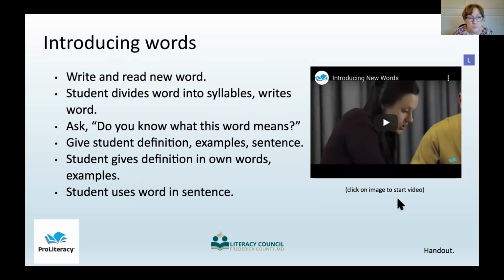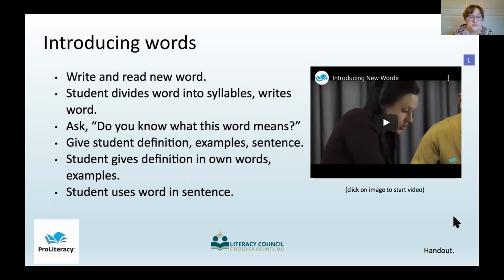The ability to spell words correctly is heavily influenced by a person's written vocabulary. Dividing words into syllables helps a lot with spelling and pronunciation. Next, ask the student if they have some understanding of the word before giving them the definition. If they have some prior knowledge, you can easily build on what they already know.